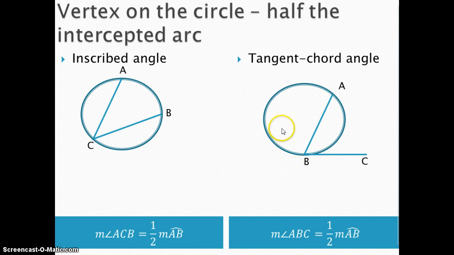So the vertex, again, is where the two rays meet to form the angle, the corner of the angle, if you will. So the first type is when the vertex is on the circle. And if you have a vertex that's on the circle, you're going to take half of the intercepted arc.